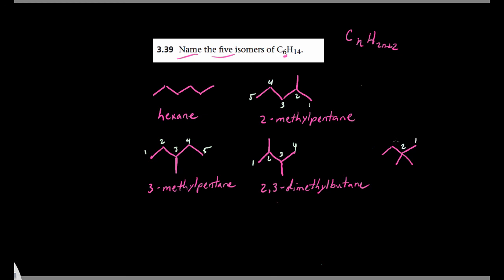1, 2, 3, 4. We want to put those 2 methyl groups on the 2-carbon instead of on the 3-carbon to give them the lowest possible number. So this is 2,2-dimethylbutane. And we're done. The 5 isomers of C6H14.